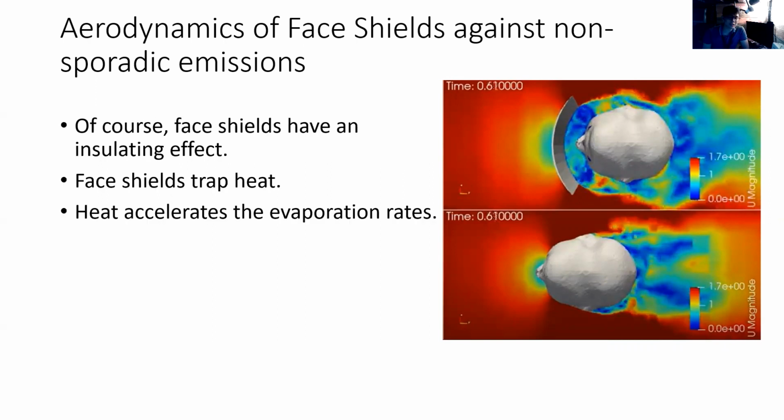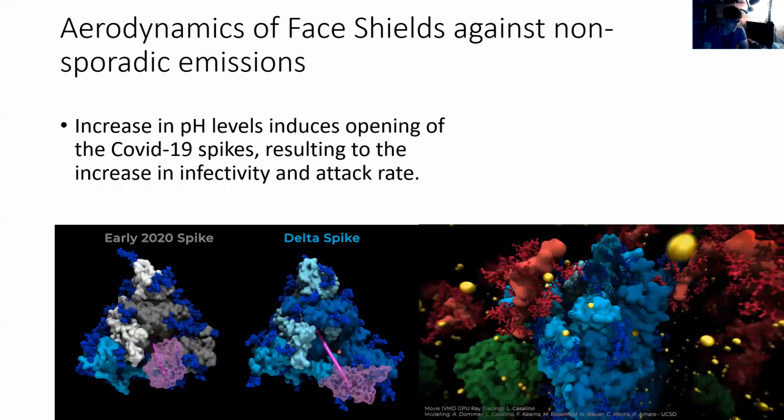Of course, face shields have an insulating effect, apart from the mechanisms that I've previously discussed. So in terms of thermodynamics, face shields have an insulating effect. So they trap heat. And since heat is one of the factors also leading to the evaporation rate, as heat increases, so does the evaporation rate.